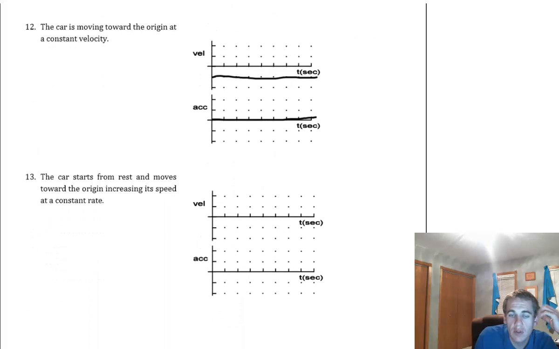The car starts from rest and moves towards the origin, increasing its speed at a constant rate. Starts from rest, towards the origin, getting faster, so it slopes down. That's a negative constant acceleration. Let's try that again. Okay, so a negative constant acceleration. And since the graphs aren't scaled, we don't have to pay too much attention to it.